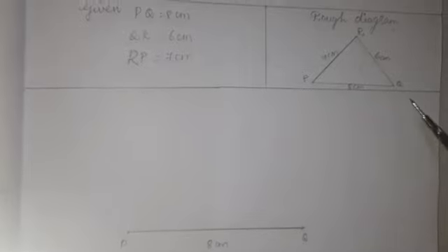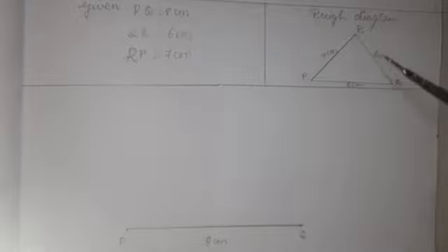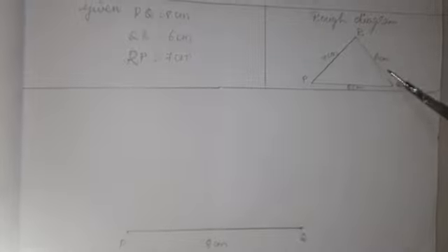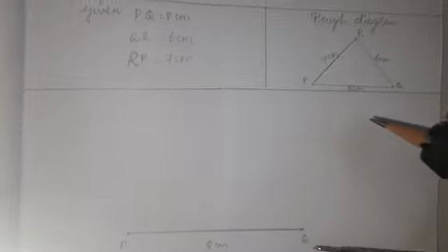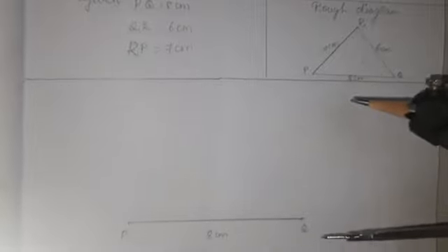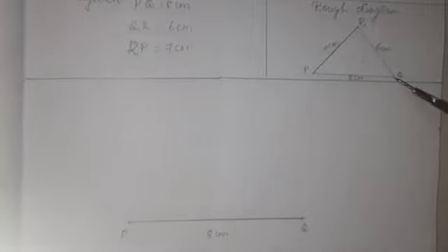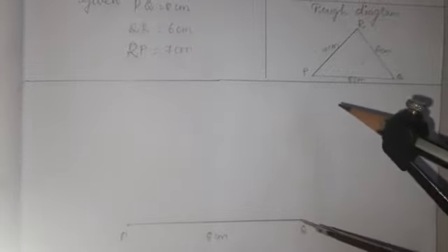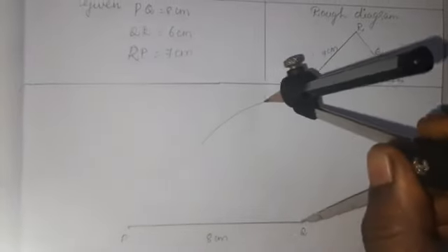Now see the rough diagram. In the rough diagram you have the measurement QR as 6 cm. So with the compass you should measure 6 cm. I measured that 6 cm by using the compass. Here, listen. Here Q is the center. Keep the compass needle at Q and draw the arc like this.